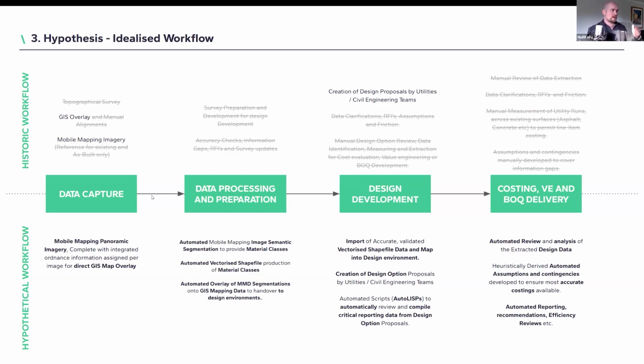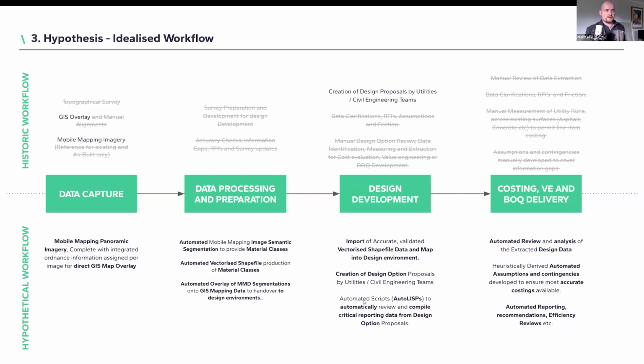So under data capture, we're nominating to get rid of topographical surveys and just put mobile mapping panoramic imagery with automatic segmentation with a direct to GIS map overlay procedure. From there then in the data processing, we want to automate the image semantic segmentation material classes and then produce vector-based shape files from those material classes that then get published onto a GIS map in the correct coordinate system. From there, those vectors are passed across into the design environment automatically, where the creation of the design options can happen as per existing design processes.